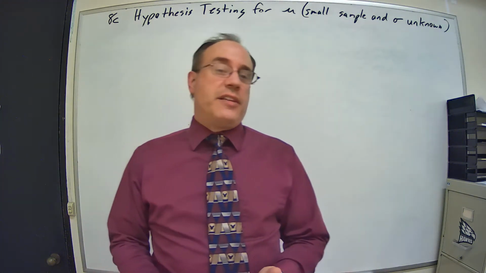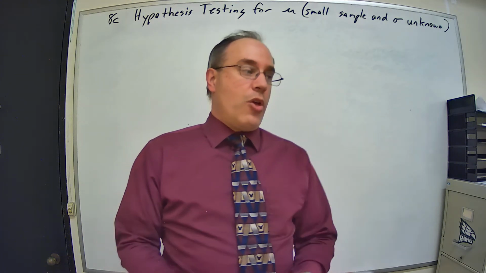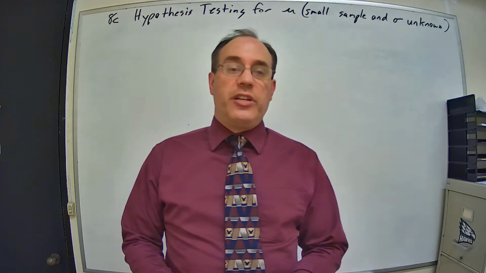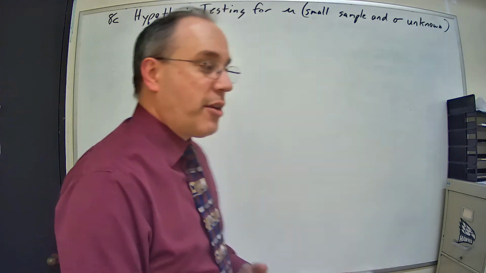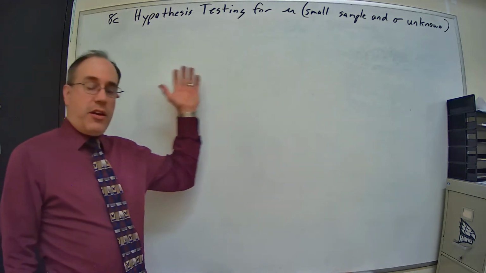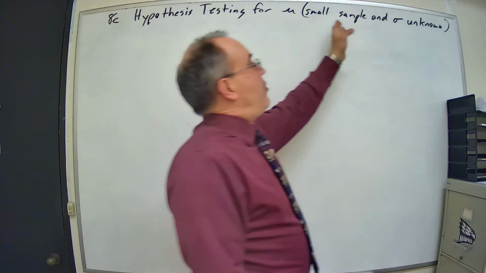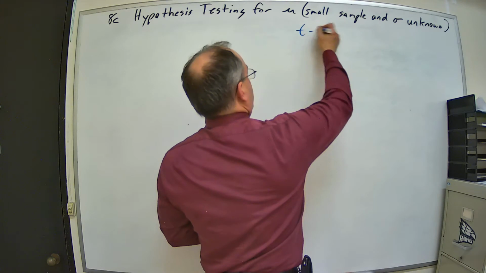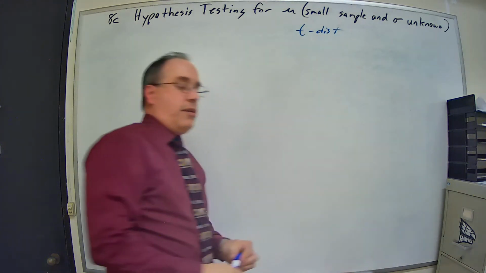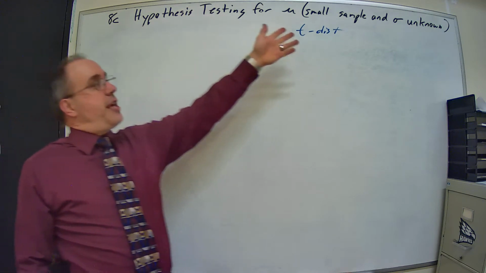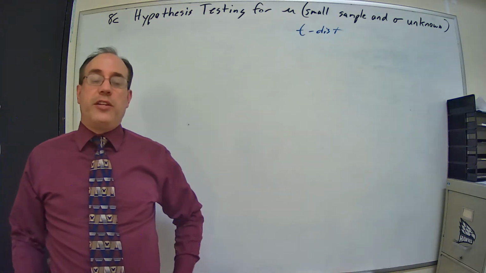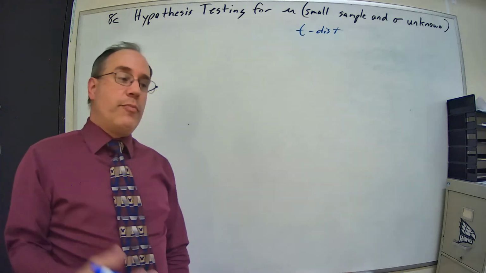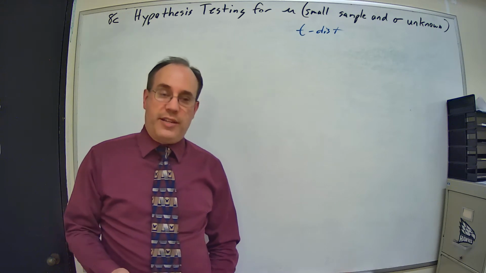8C, hypothesis testing for population means when you have a small sample and the population standard deviation is unknown. Now, just like when dealing with confidence intervals, when we have a small sample and the population standard deviation is unknown, we're going to have to use the t-distribution. But as we did with large samples where the population standard deviation was known, we have the ability to use rejection regions. Now, if you remember, I said that p-values don't work on the t-distribution table.